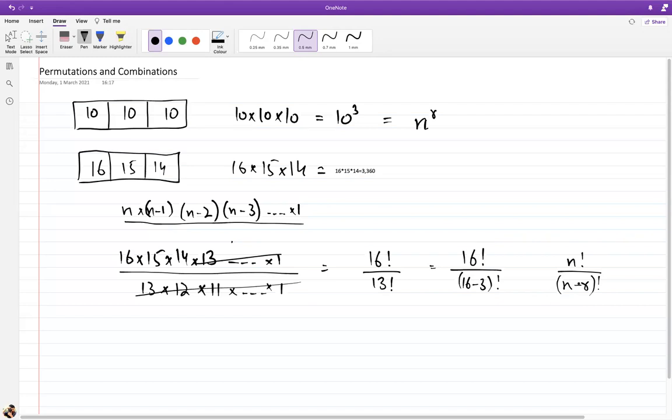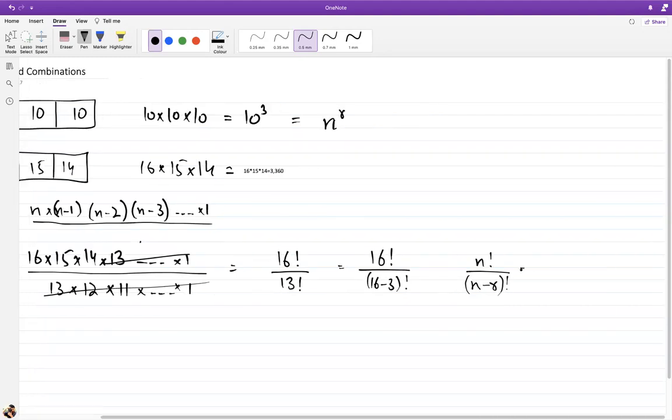And this formula, we can call it nPr, or sometimes we also call it nPr, like that. But it all means the same thing: that you are basically not picking n minus r things out of n things, and order matters. So that was permutation: when you're picking r things out of n things, or in other words, you're not picking n minus r things.